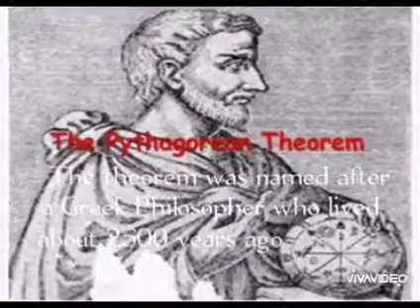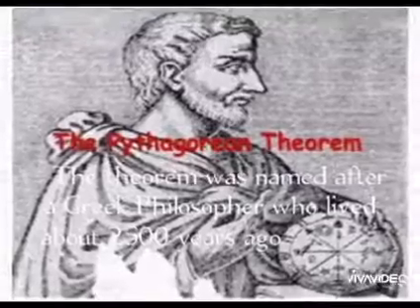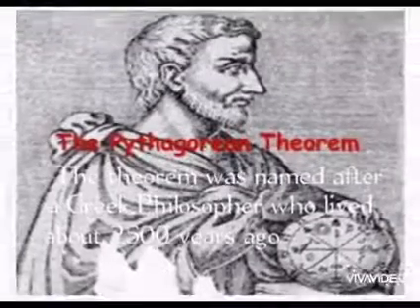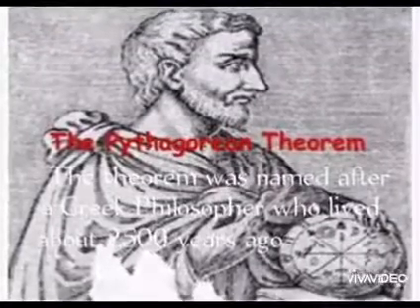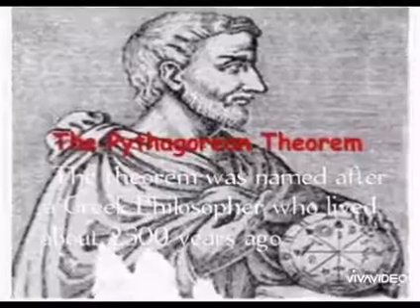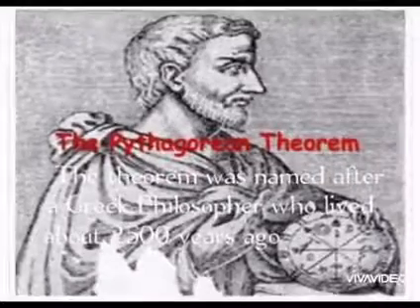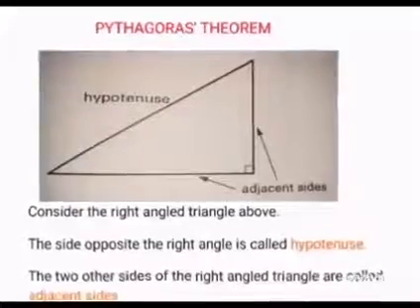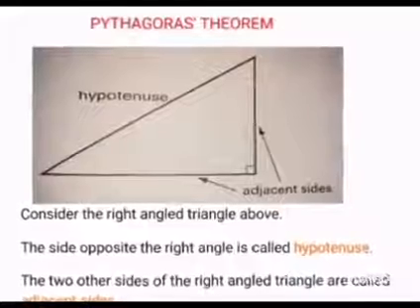Welcome back, students. The topic today is Pythagoras Theorem. The theorem was named after a Greek philosopher who lived about 2000 years ago. Consider the right-angled triangle above.